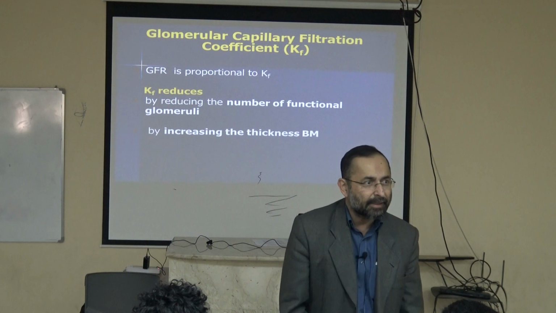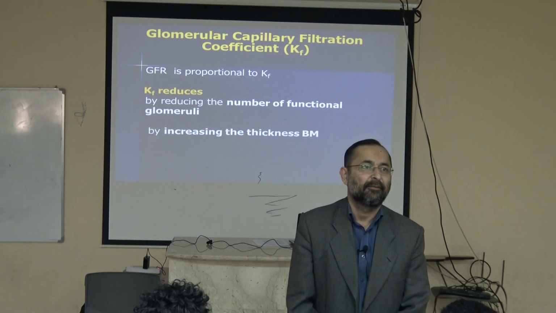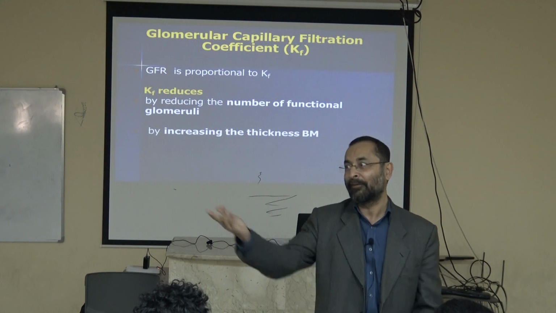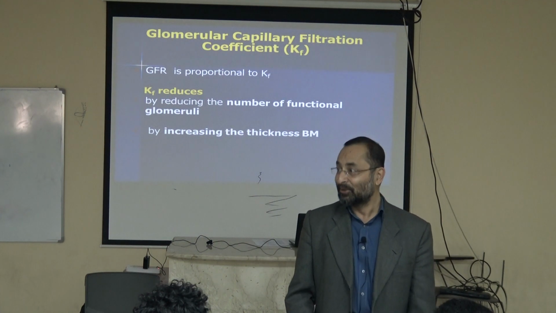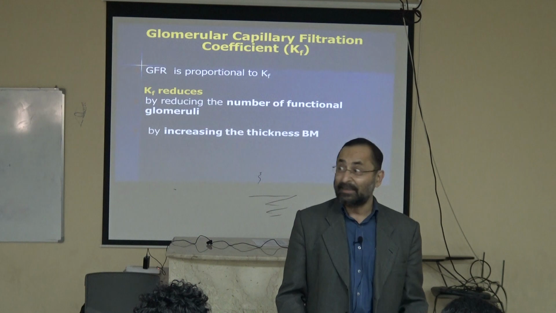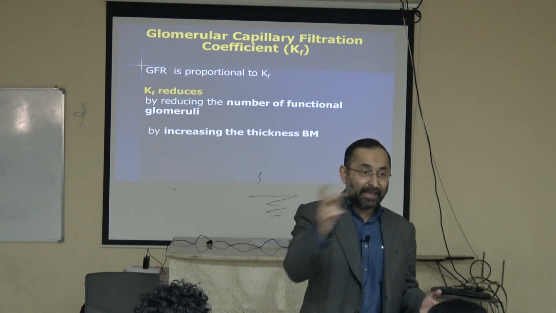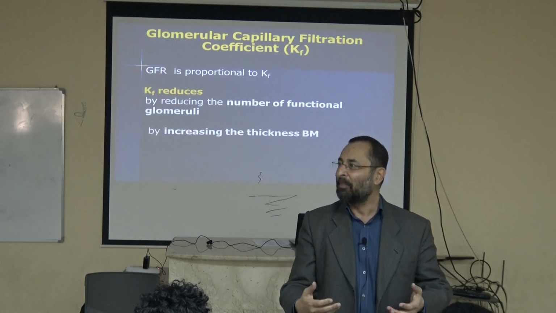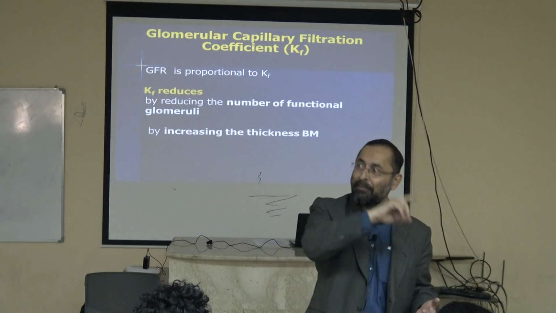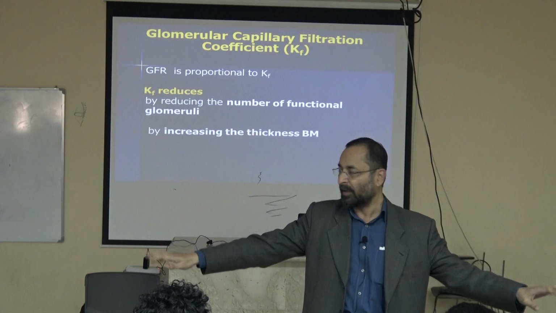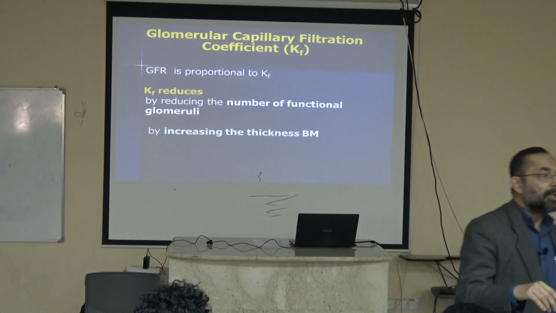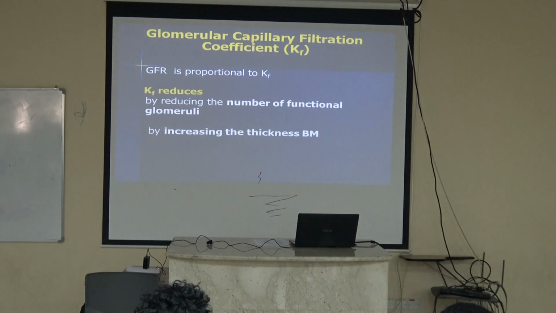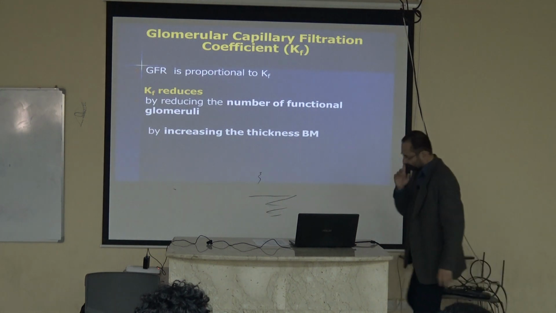After removing one kidney, what will happen to the KF? Decrease to what extent? Half. You have removed one kidney actually, isn't it? So the filtration coefficient decreases, so don't expect the GFR to be normal. The remaining one kidney will try to compensate. It will try to increase its function, but it cannot reach the same previous value. You know that, all right? So KF can be decreased by different diseases or different situations.